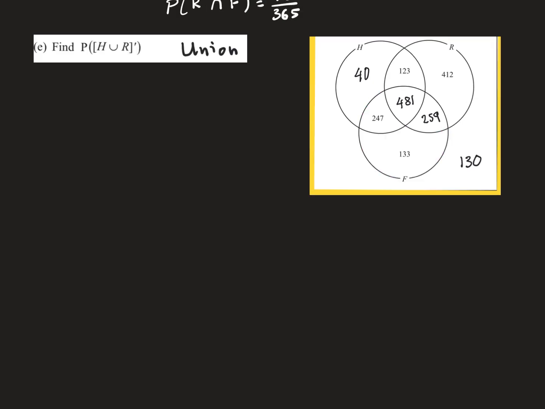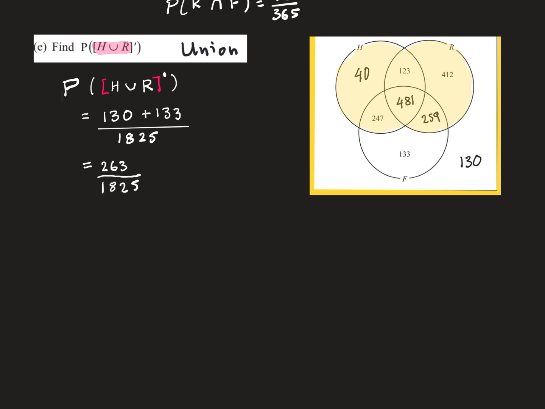For this E question, make sure that you're reading it correctly. The H union R is firstly united, and then we look at the complement of it. So H union R would look like this, and the complement of it would be everything else, which is in white. So we have 130 and 133. Add them together and divide by the number of employees in the company. And so 263 over 1825 is our answer.